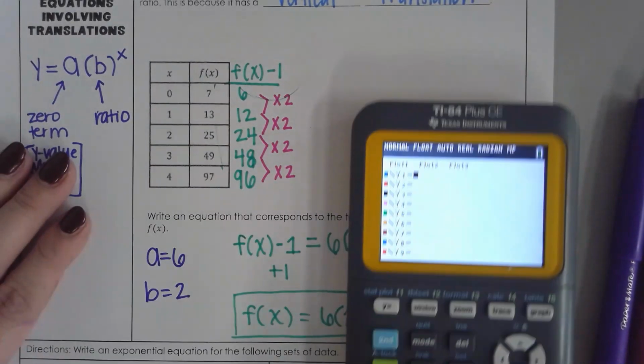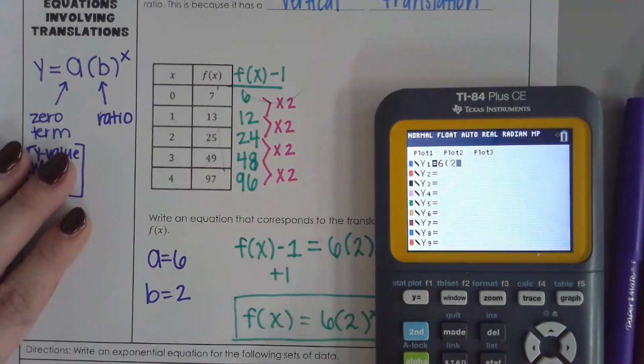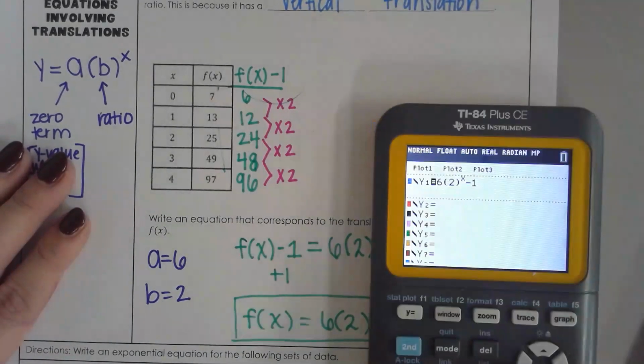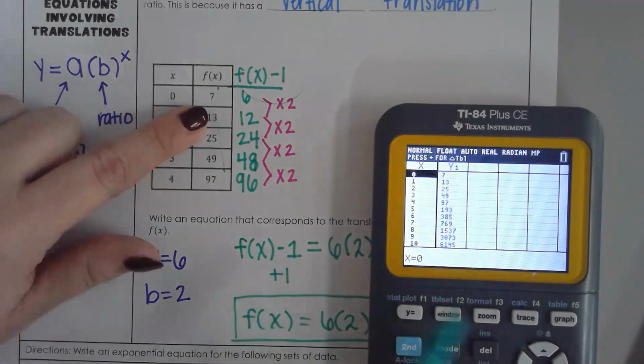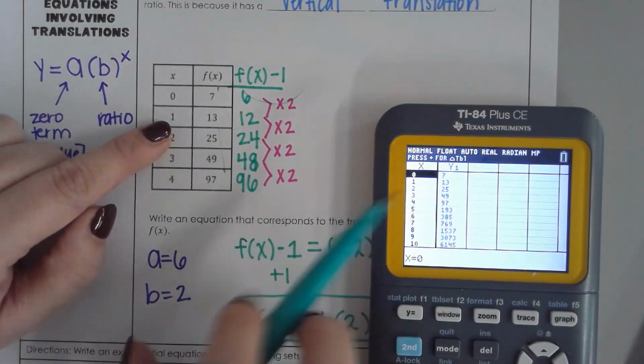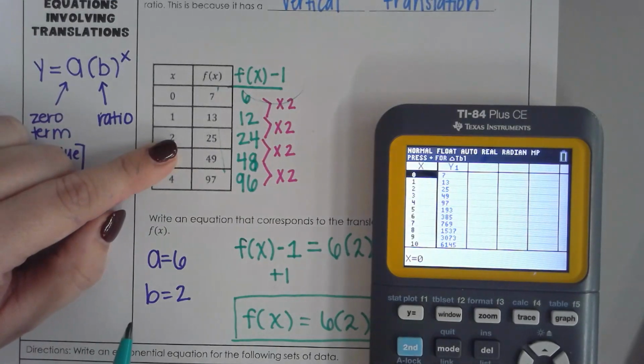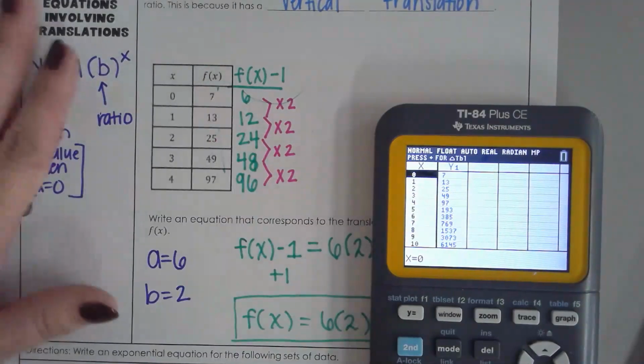And this equation is what would give me the original f of x table that I started with. So if I go to y equals 6 times 2 to the x plus 1, and I look at the table, 7, 13, 25. So that's how you get the equation that corresponds with that.